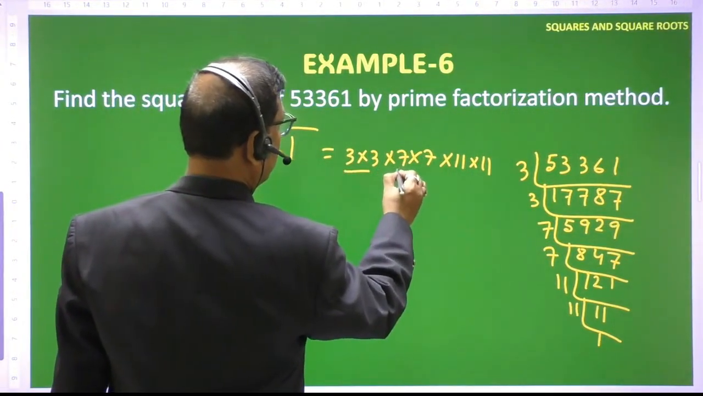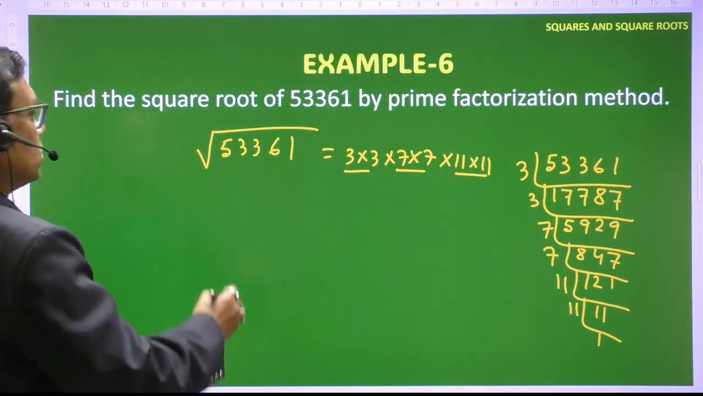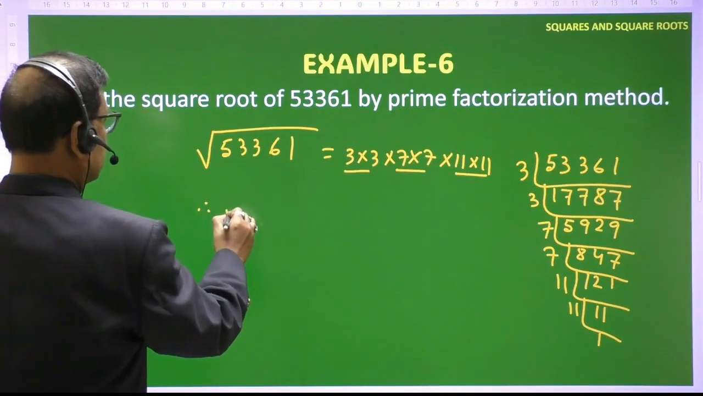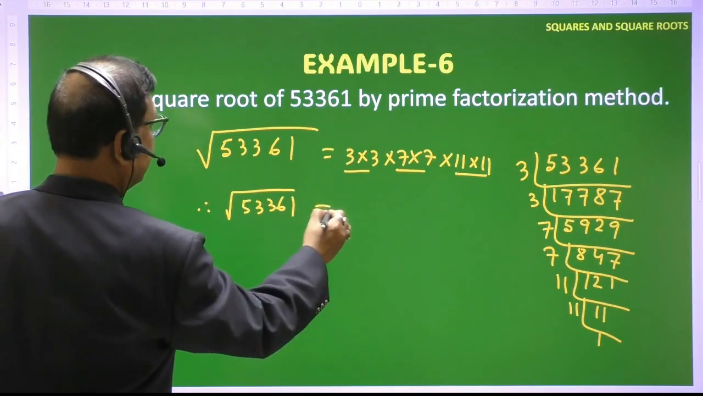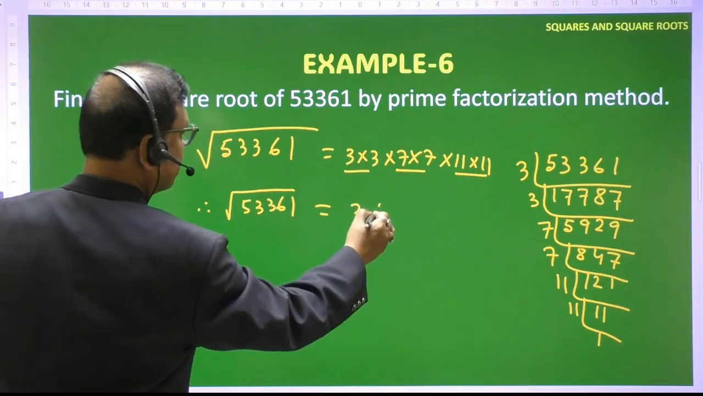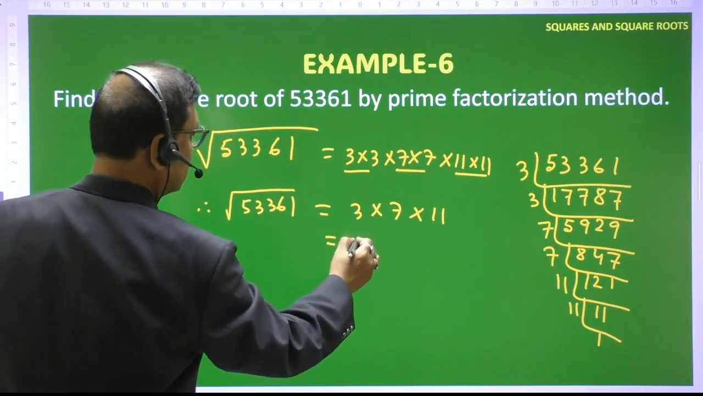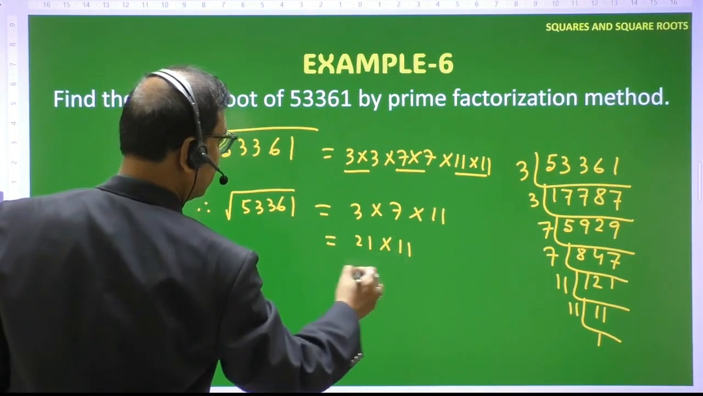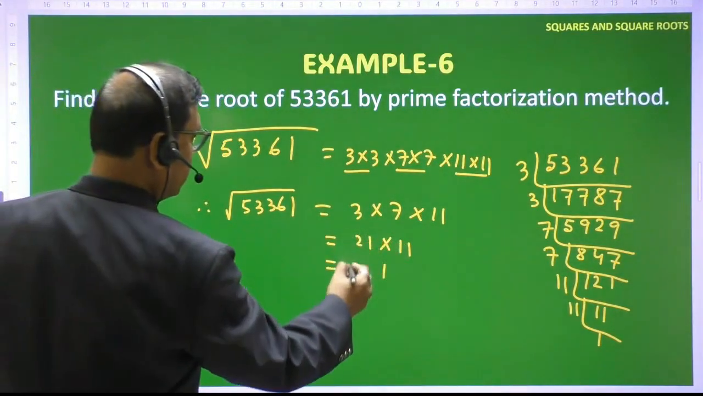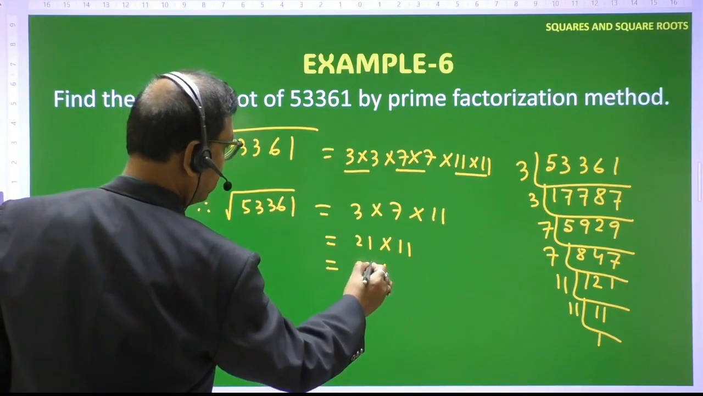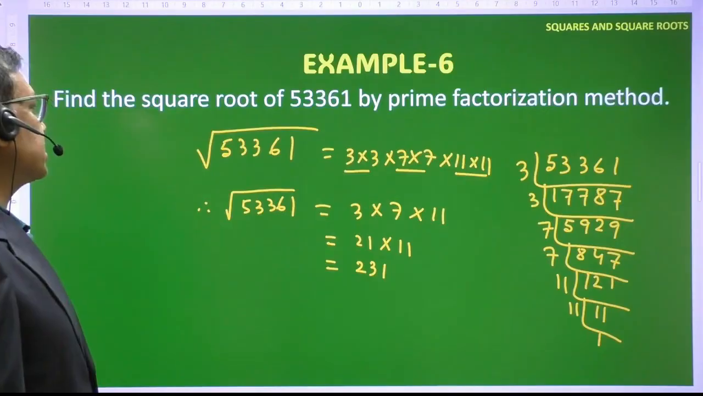So now group the identical factors. Therefore, the square root of 53361, we are getting 3 from this pair, 7 from this pair, 11 from this pair. That is 21 into 11: 11, 1, 11, 1 carry, 22 plus 1, 23. So 231 is the square root result. Is it clear?